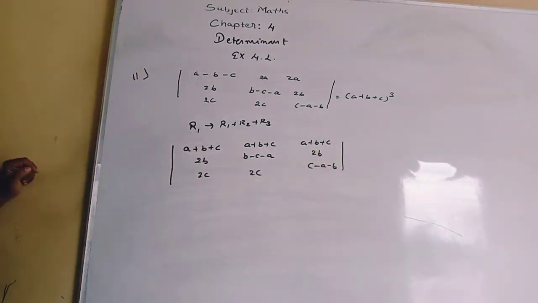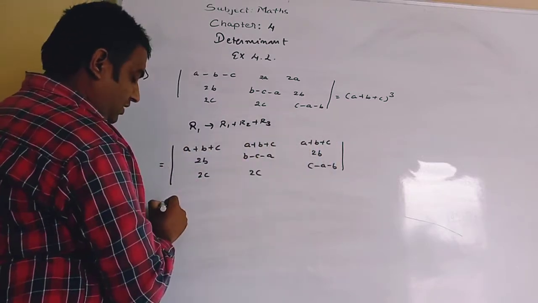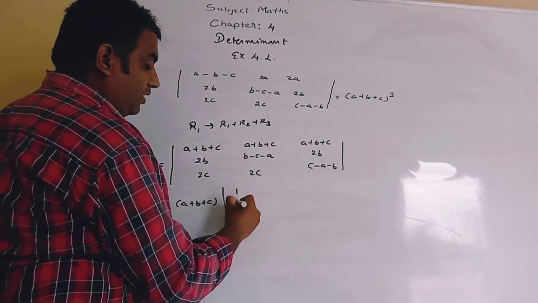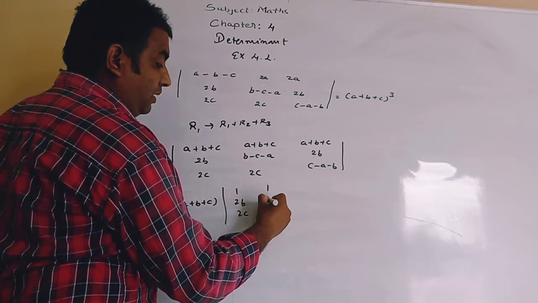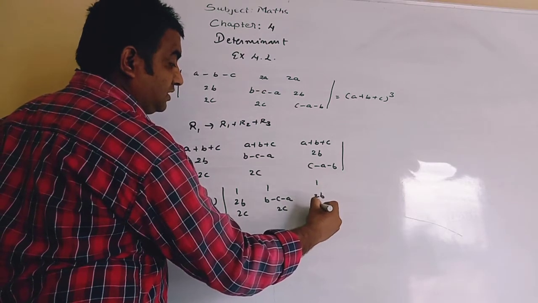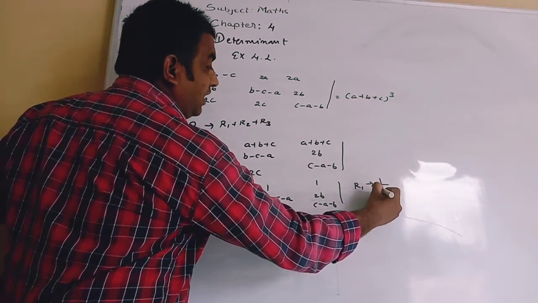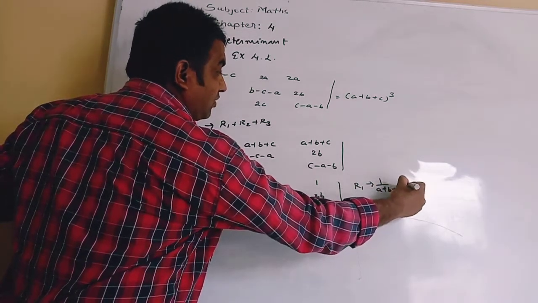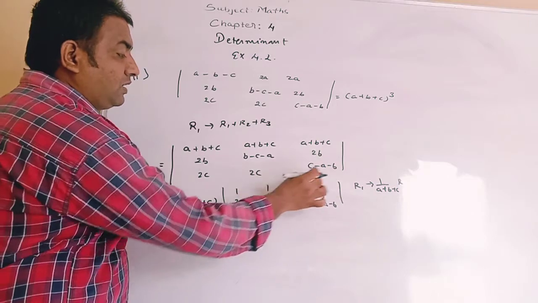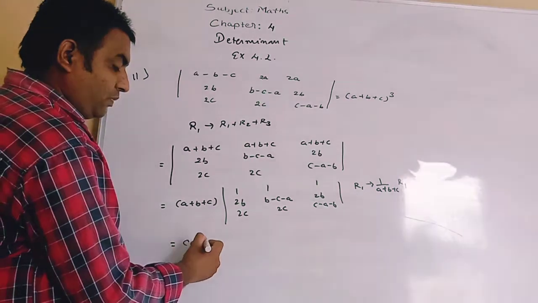As we have not changed the second and third row, they will remain as they are. Now a plus b plus c is common from the first row. Here we have 1, 1, 1 in the first row, then 2b, b minus c minus a, 2b, and 2c, 2c, c minus a minus b. Here R1 transformed into 1 by a plus b plus c into R1. So now these two columns we subtract from the first column, then here 1 minus 1 is 0, 1 minus 1 is 0, which will be easy to expand.